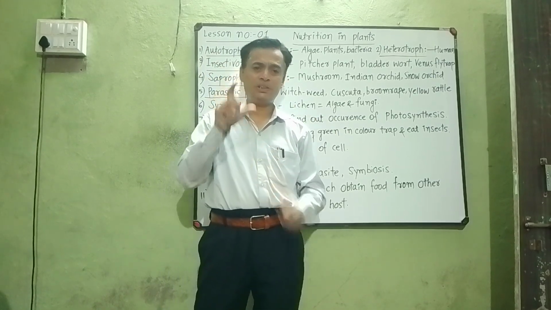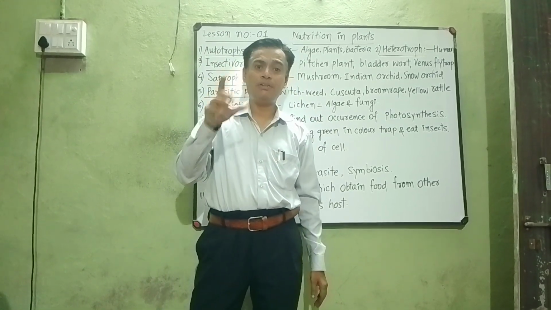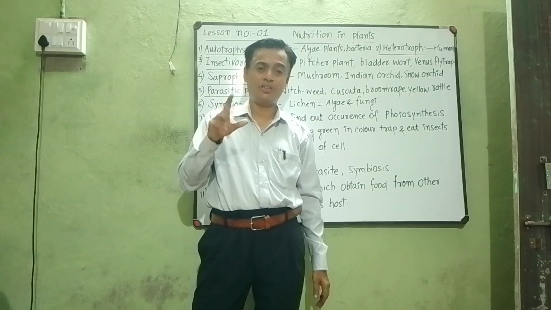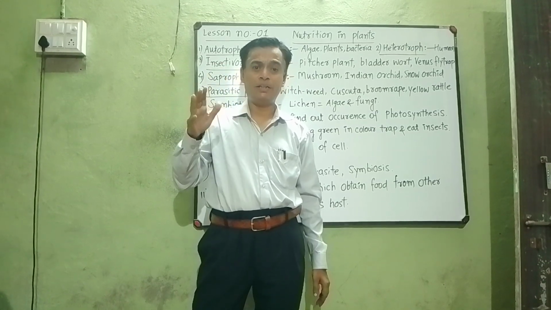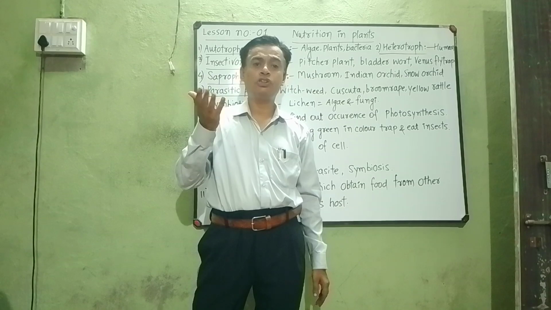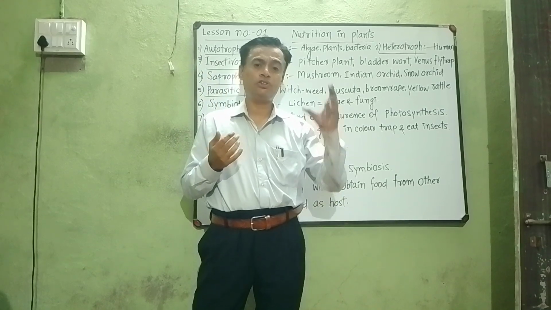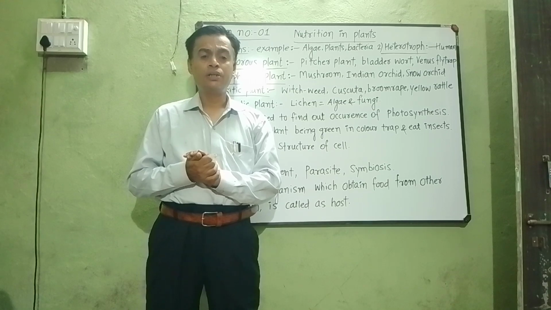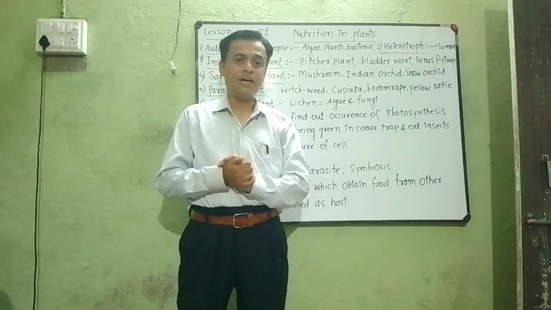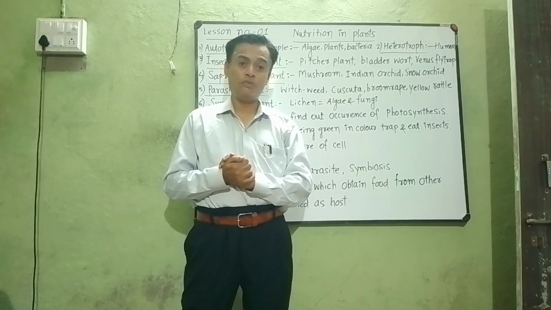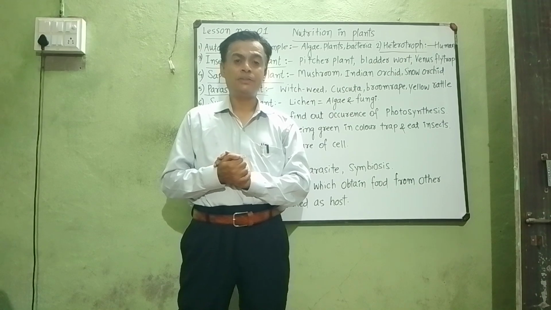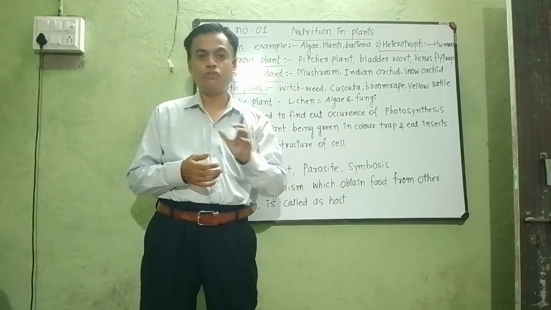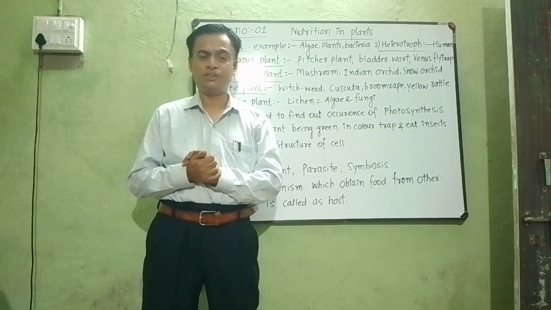So photosynthesis is a process in which simple inorganic substances like carbon dioxide and water are utilized by the plants and there is a formation of their own food. This process is called as photosynthesis. Now how does this photosynthesis take place? Two catalysts are required. One is chlorophyll, another one is sunlight. In the presence of sunlight and chlorophyll, the reaction of the photosynthesis takes place.